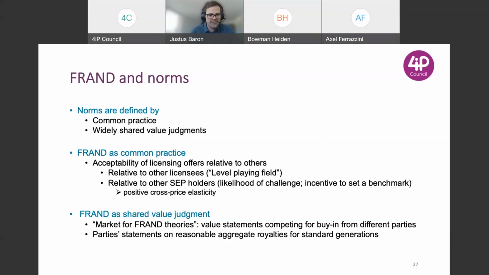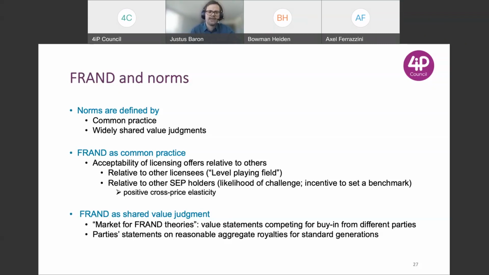And in addition to being defined by common practice, we believe it is defined by what we call shared value judgments. So there is obviously a large market for FRAND theories. So there's a private market, if you wish, of theories and concepts that are authored by all kinds of different parties. And what's important is that there's an opportunity for buy-in from different parties for each of these theories, each of these concepts. And a theory or a concept that doesn't receive buy-in from relevant stakeholders from at least two sides of the spectrum is not likely to heavily influence the FRAND norm as it's going to be applied both by parties themselves in bilateral negotiations and by third parties in adjudications.